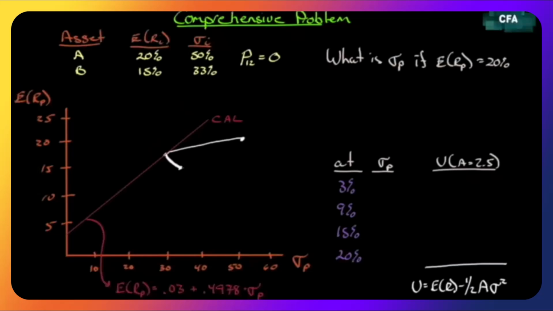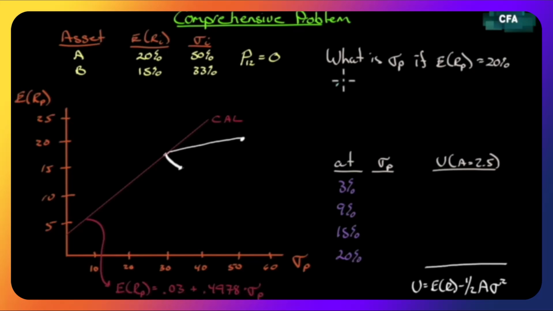So let us go ahead and do that now. Here I've got everything we've done so far. Here's our capital allocation line. Here's our minimum variance frontier. Here's the equation for the capital allocation line that we've already determined. What is the risk of the portfolio, the standard deviation of the portfolio, if we're trying to achieve a 20% return? Well, we'll just put 20 here, and we can solve for the risk of the portfolio here.